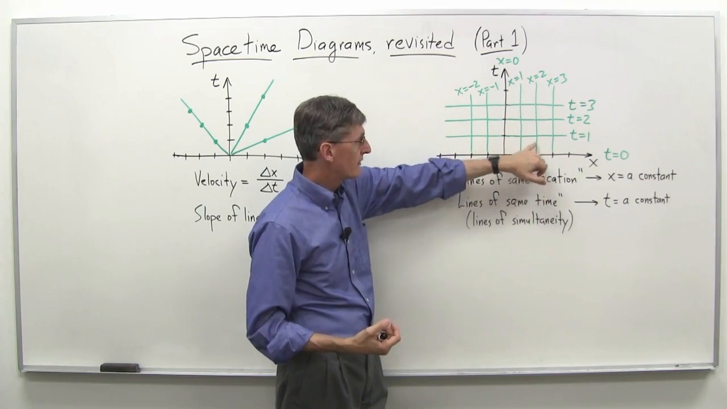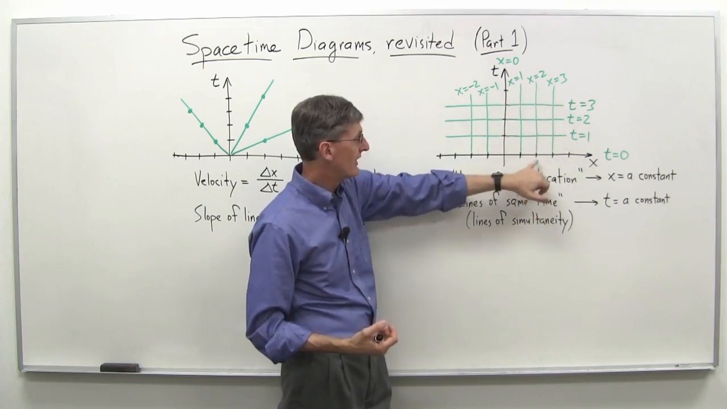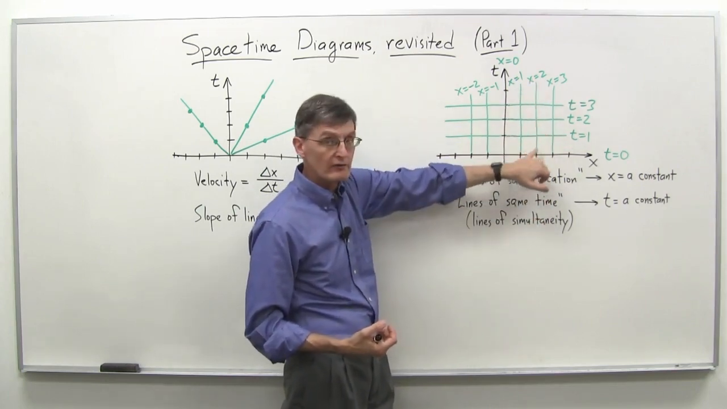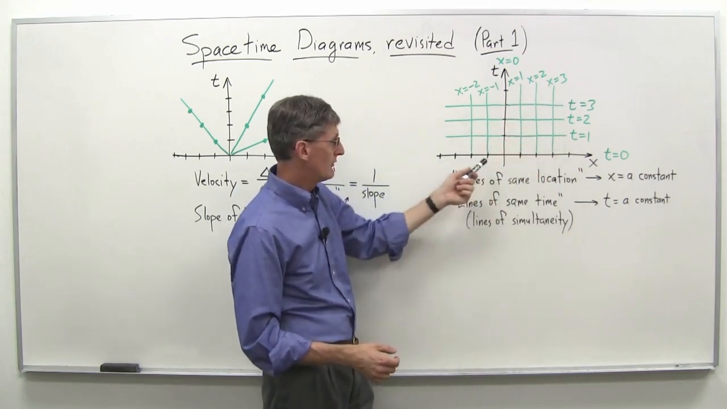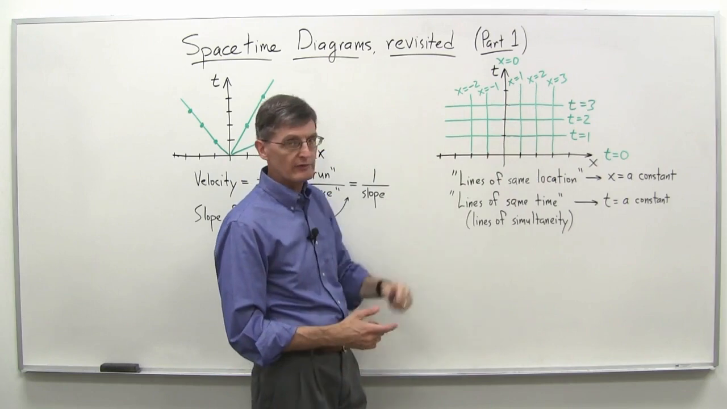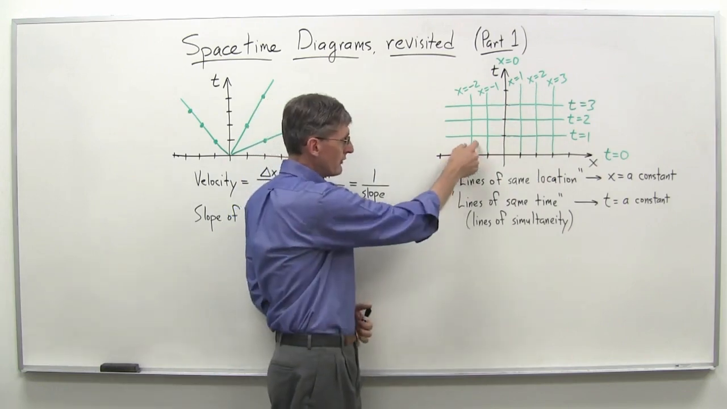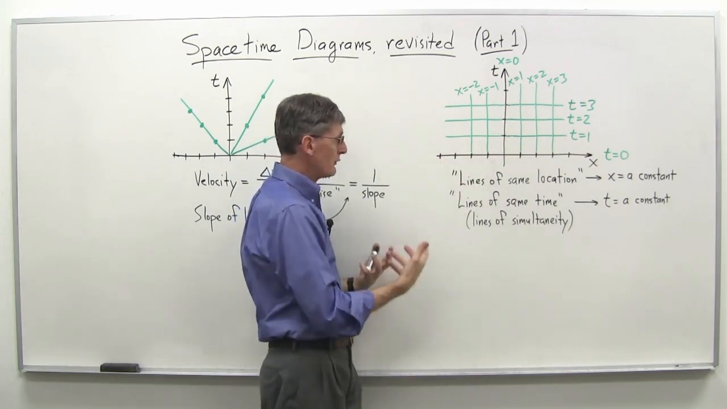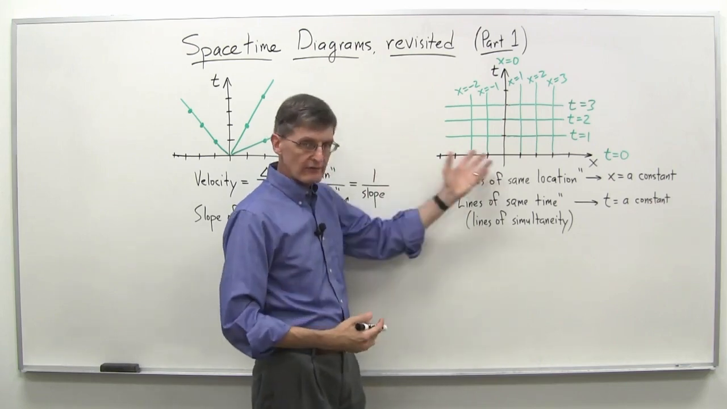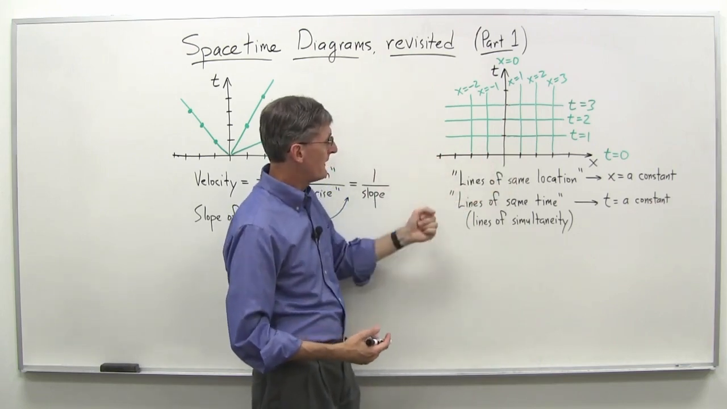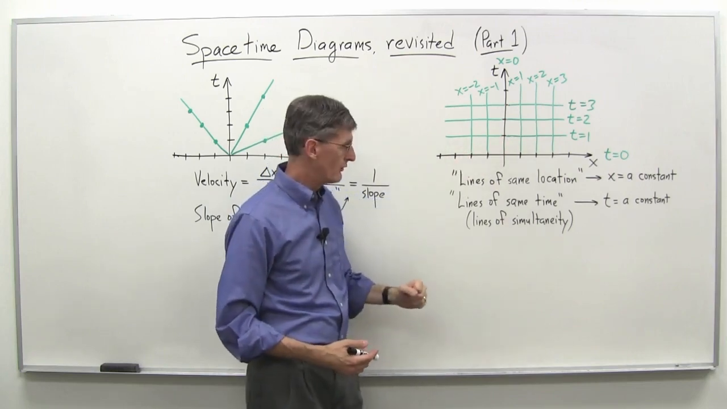This one's always at the x equals 2 position. So this is the line of same location for x equals 2. This is the line of same location for x equals 3. And similarly for x equals negative 1, x equals negative 2. So again, if this one here was the world line of an object, it would mean it's sitting at x equals negative 2, motionless in this frame of reference, of course, and so on for each of those.